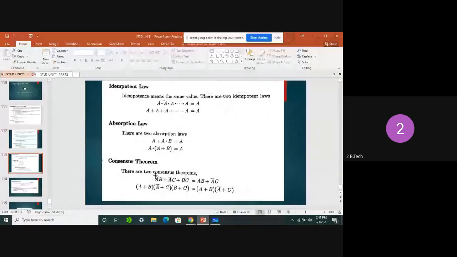Idempotent means the same value. If any value is repeating, whether using the AND law or the OR law, A dot A infinite times is equal to A. Why? Because if you take A equals 1, both LHS and RHS are satisfied.